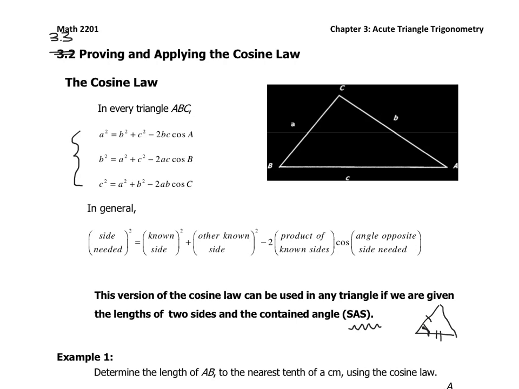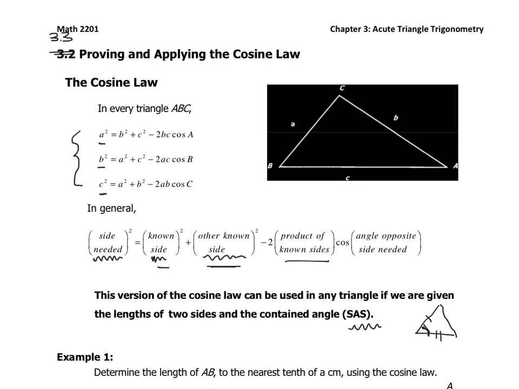These three versions of the formula basically are all written the same way, and the part that's on this side of the equal sign is the side that you're looking for. That side that you're looking for squared will always be equal to the other two sides that you have squared, added together. So you square one side, then you square the other side that you have. And it's always going to be minus 2 times the product of whatever these two sides here are, and then cosine of the angle across from the side you're looking for. And it will be the angle that's in between those two sides that you have.